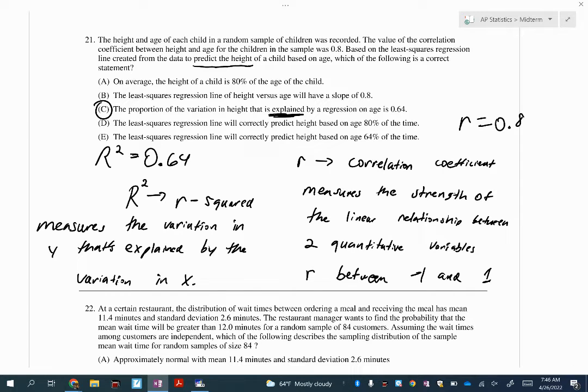I really hope you guys didn't pick D or E. Have we ever said that the line can correctly predict things? No. You should always remember leaving this class that all models are wrong. Some of them are useful.